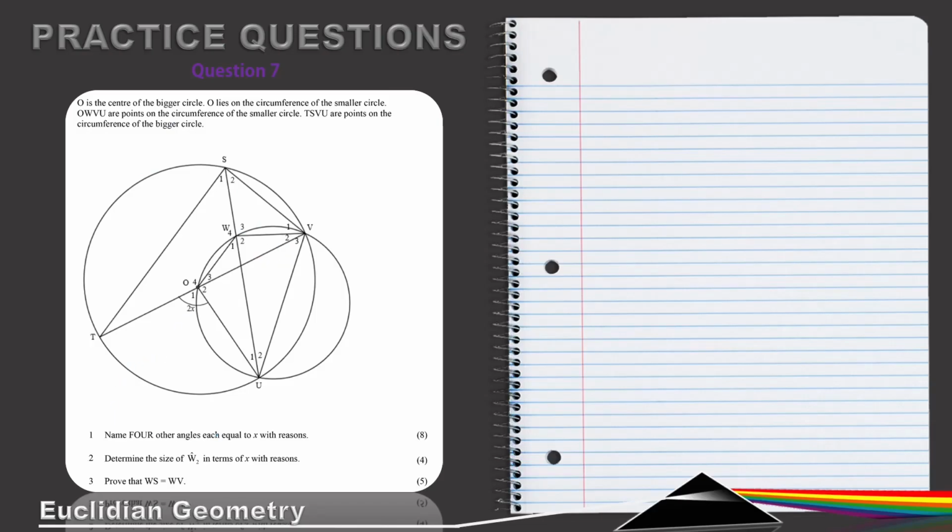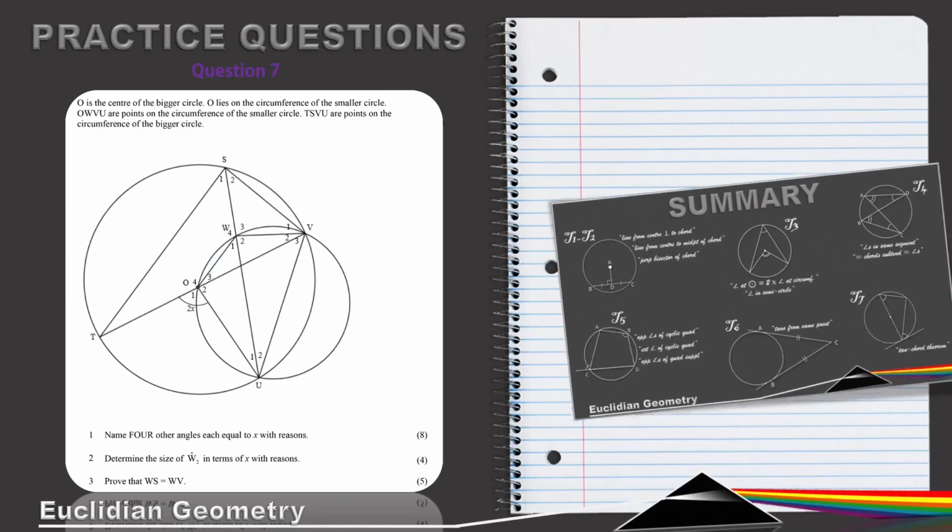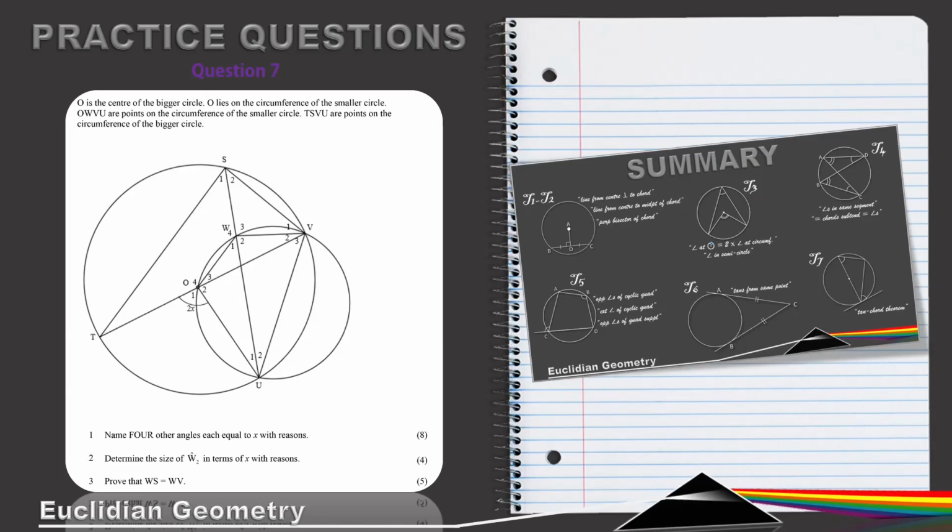So for 1, name 4 other angles equal to x with reason. So what x's do we have? We've got that O1 is 2x. And from our summary, we can see this theorem 3, where O1 is subtended to the center, and TU is also subtended to the circumference. So meaning that O1 is twice S1, so that's going to be x. Then also we can see the same, that TU subtends also V3, so that's also going to be equal to x because it's angles in the same segment, where we see theorem 4.